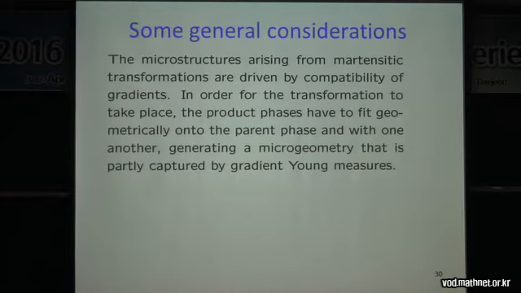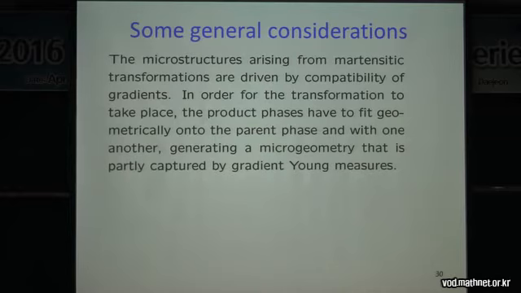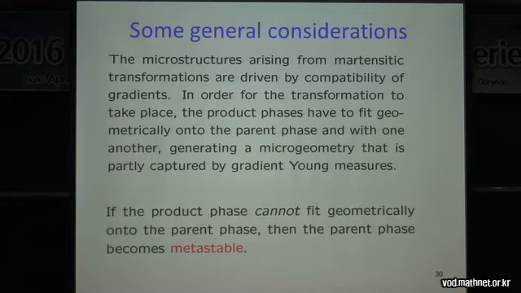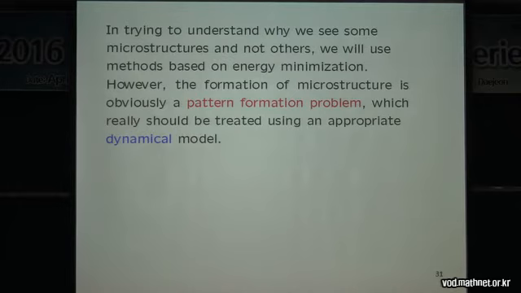Okay, so the microstructures arising from martensitic transformations are driven by compatibility of gradients. In order for the transformation to take place, the product phases have to fit geometrically onto the parent phase and with one another, right? And that generates a certain microgeometry that is partially captured by gradient Young measures. Now, if the product phase can't fit geometrically onto the parent phase, then the parent phase will become metastable.